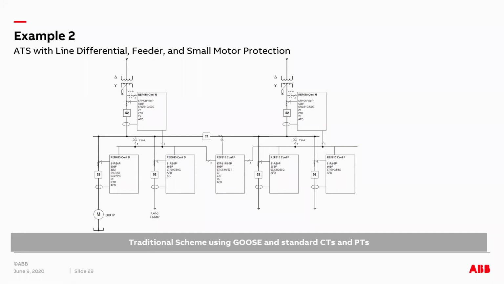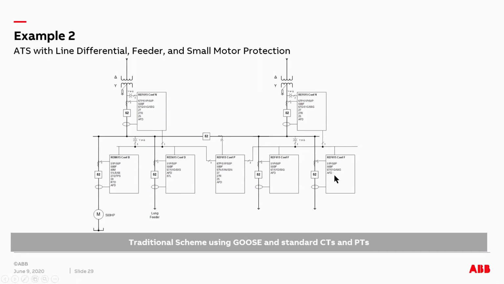Here, I'm sorry, this is a motor relay. The motor relay is an REM615 configuration D, and here is an RED615 configuration D with the traditional CT and PT input. And here is an REF relay because it's an overhead feeder with configuration F. It has 50, 51, 50 breaker failure, 67 directional protection, arc flash detection, and so on. And again, here is the same type of feeder.